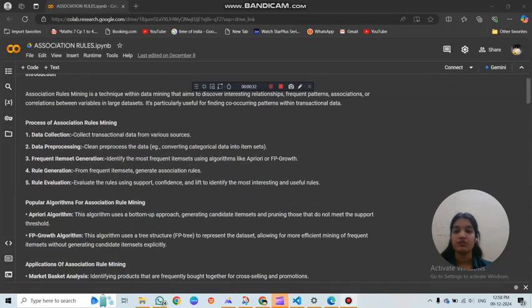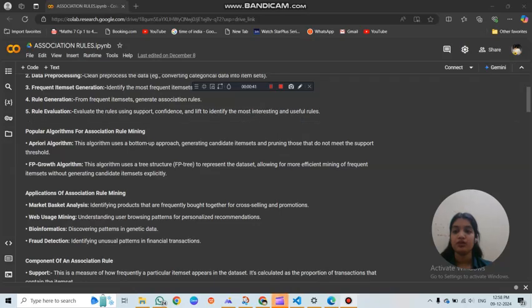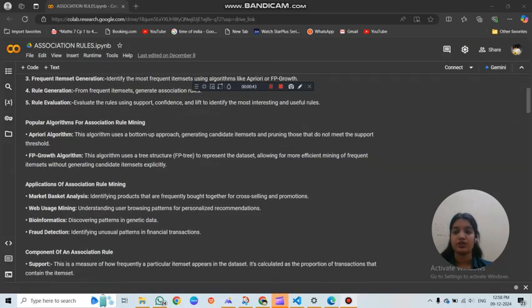The process of association rules is as follows. Number 1, data collection. Number 2, data preprocessing. Number 3, frequent item set generation. Number 4, rule generation. Number 5, rule evaluation.